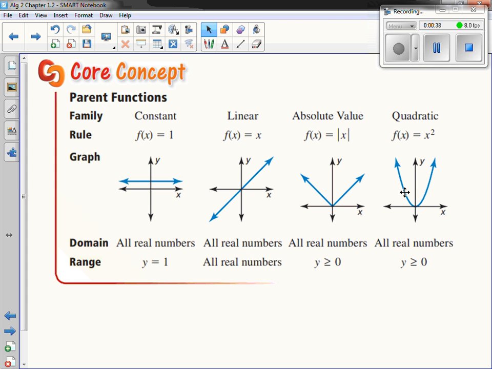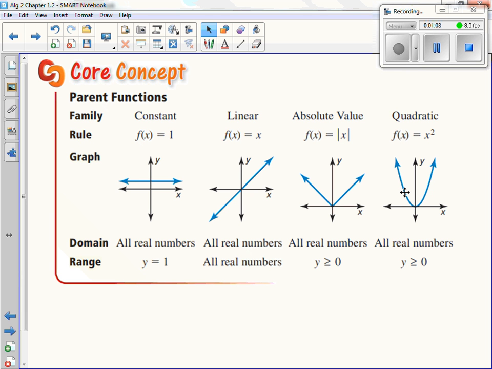And for that constant function, the domain is going to be all real numbers. Whatever values we plug in, the domain would be all real numbers. Even if it was f of x equals 6, the domain is still all real numbers. Now the range is just y equals 1 for this one. So if it was f of x equals 4, the range would be 4 because the y value is 4 for it.